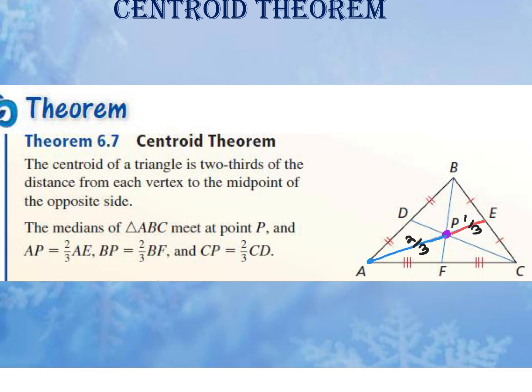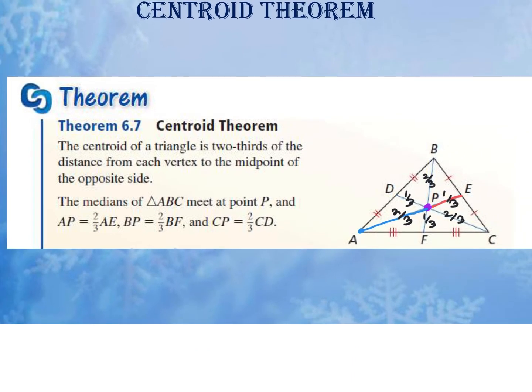We can do this for each of the medians. Coming out of C, this piece would be 2/3, and going from the centroid to the midpoint would be the 1/3 piece. Same thing for B. Coming out of the vertex and hitting the centroid is the 2/3 piece, and then from the centroid to the midpoint is the 1/3.